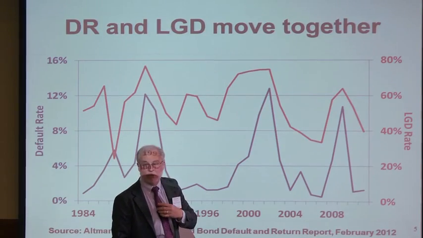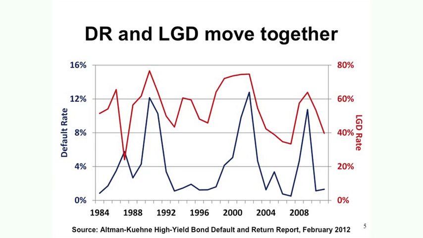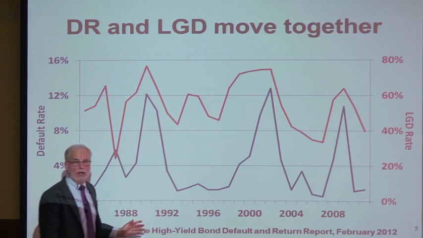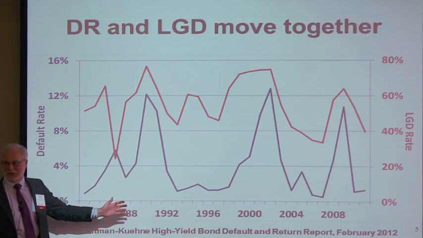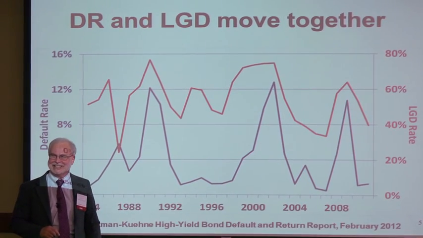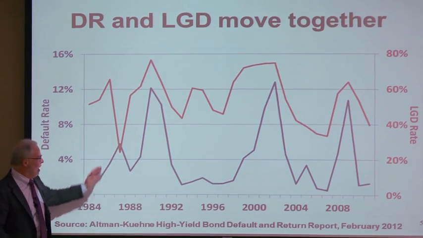Here's what doesn't have to be true but is true. If you look in the data, the two things move together. The blue line is tracing out default rates on this axis, and the red line is tracing out LGD rates on the other axis. And these are the rates that are observed by Ed Altman of NYU, the grand old man of this field. He's older than me, if you can absorb that fact.